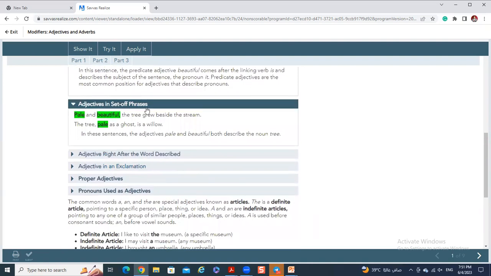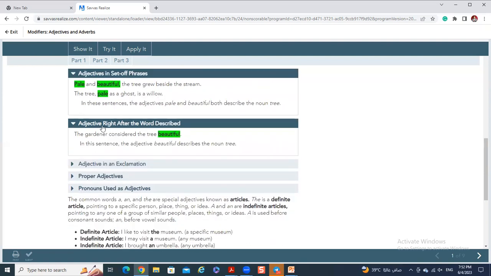Here is a kind of adjective in phrases like "pale and beautiful, the tree." So pale and beautiful describe the tree. Or here, "the tree pale as a ghost." So pale here describes the tree. If you look at the position, you're going to find that they are sticking to the noun that they modify.